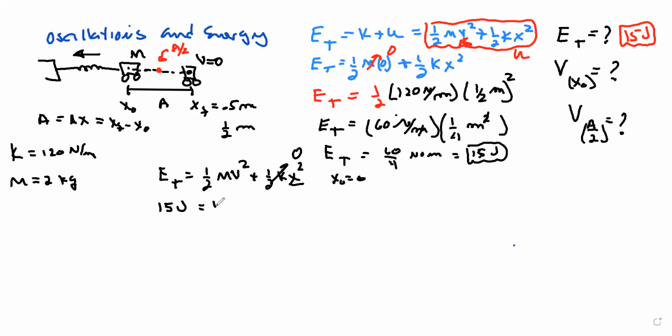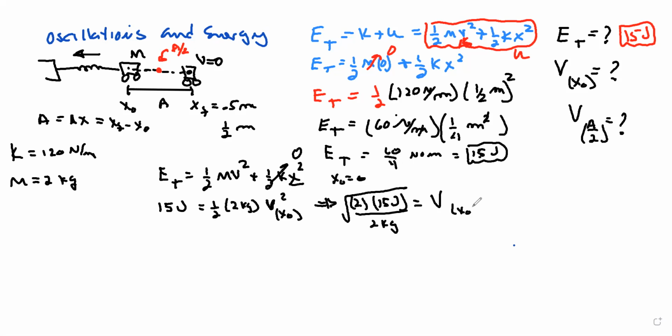And that's equal to 1/2 of the mass, and the mass is 2 kilograms. And we want the velocity at the equilibrium point, x of naught. That's what we want. So we can say here that this is going to be 2 times 15 joules divided by 2 kilograms, and you got to get the square root of all that, and that's going to give you your velocity at x of naught.